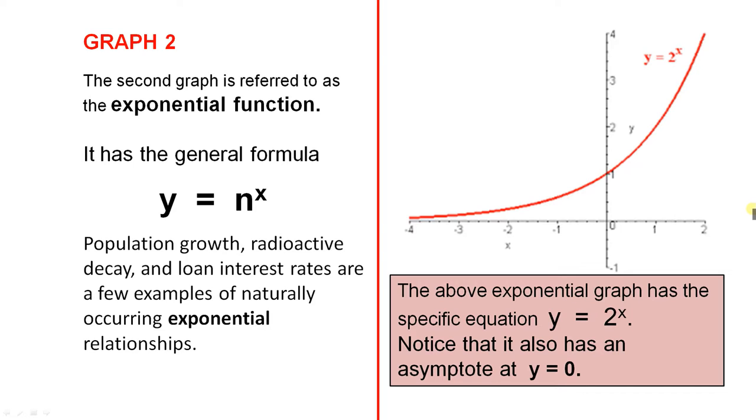The above exponential graph has the specific equation y equals 2 to the power of x. Notice that it also has an asymptote at y equals 0. So as the graph moves in this direction, it never meets the x-axis, and that's why it's called an asymptote.